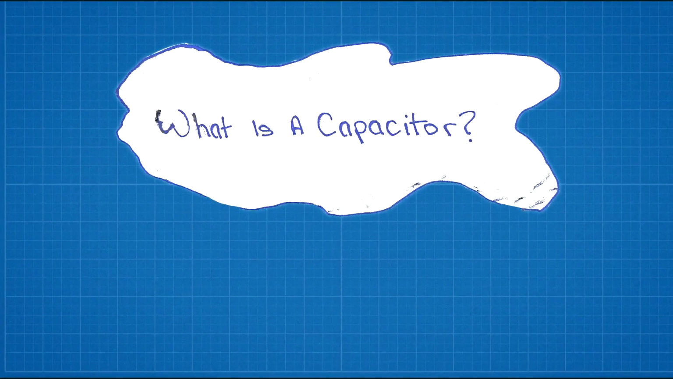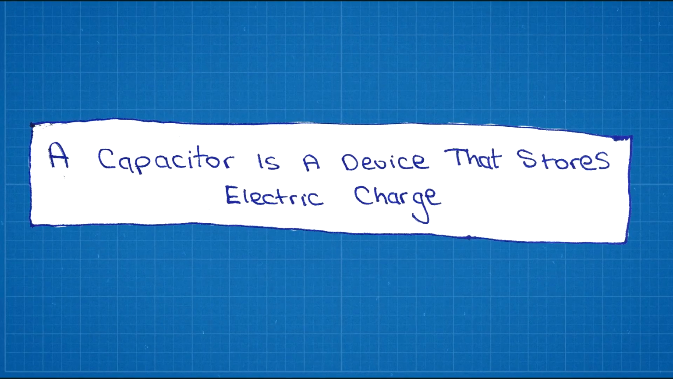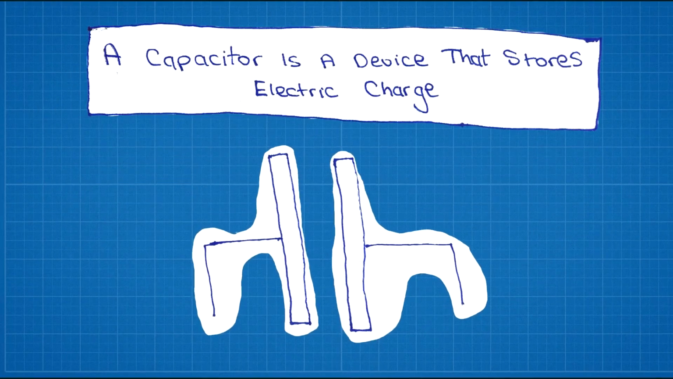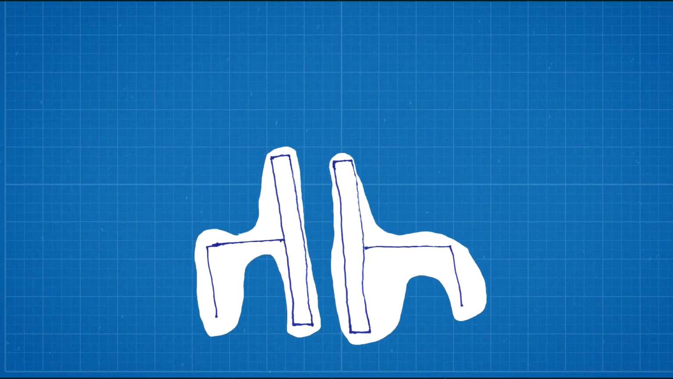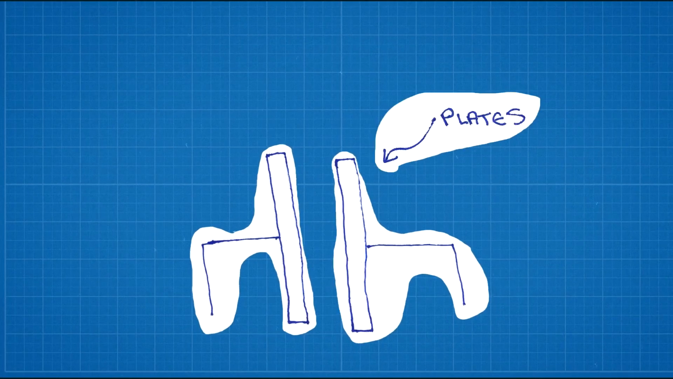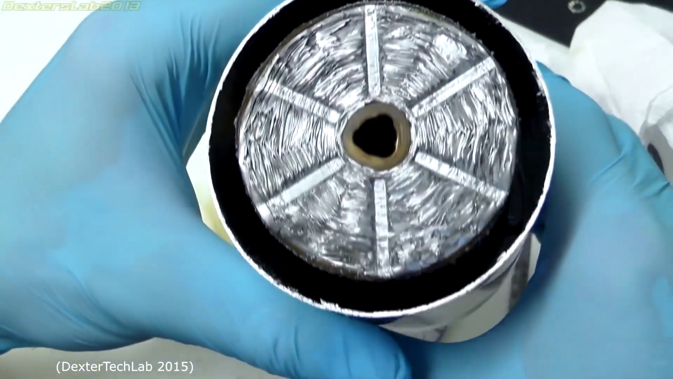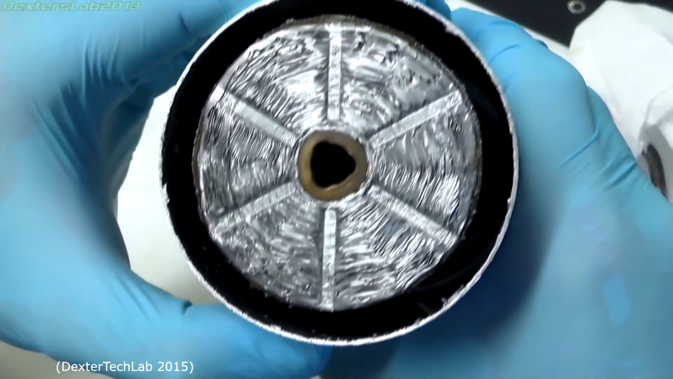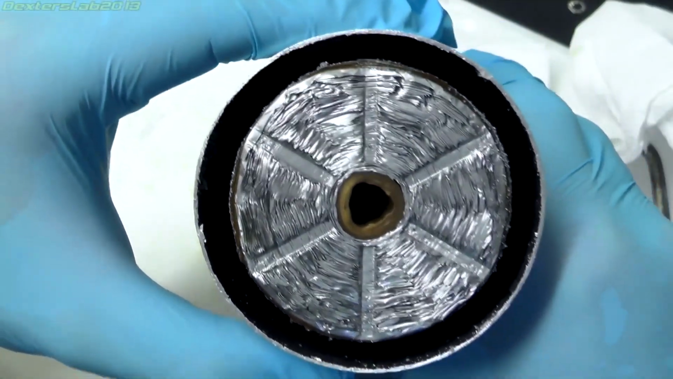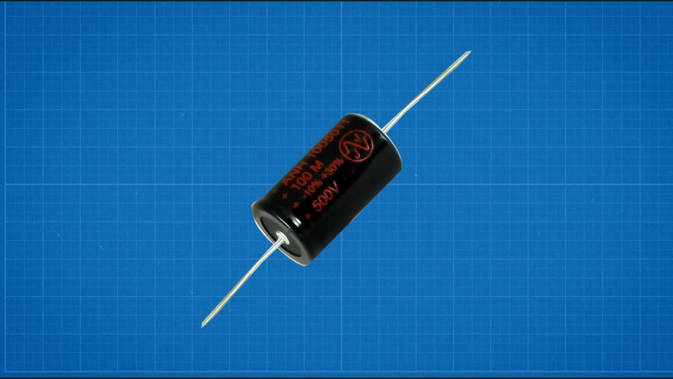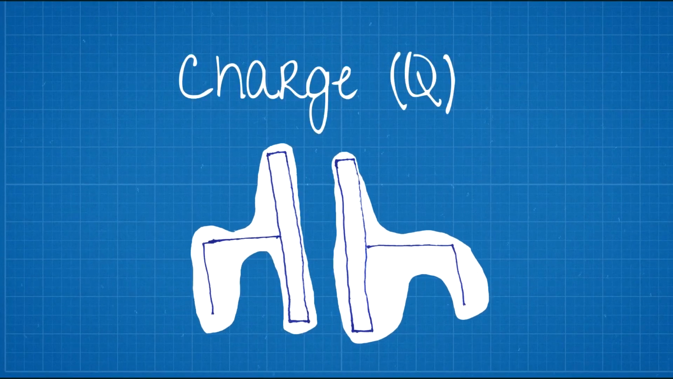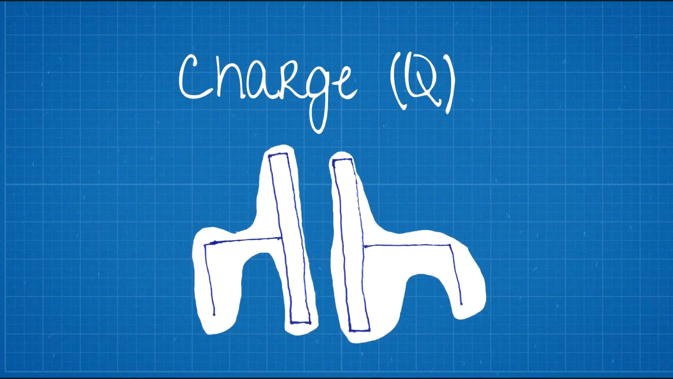What is a capacitor and how does it work? A capacitor is a device which stores electric charge, and it consists of two parallel conductors, also known as plates. The plates can be of any shape and are placed next to one another. Note, they never touch. Basically, a capacitor is a device capable of storing energy in the form of an electric charge. Both plates carry the same magnitude of charge Q.